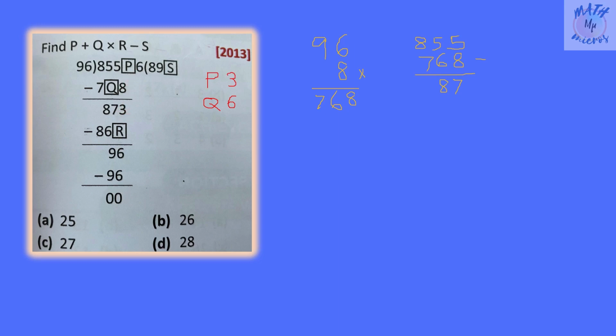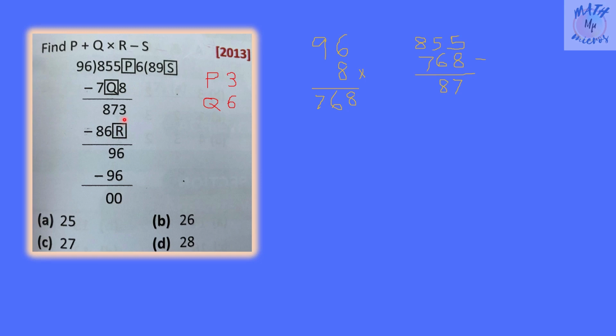So now we know that P is 3 and Q is 6. Alright, so now they have brought this P, which is 3, down. That's why it has become 873. And now we need to know what times 96 is closer to 873. And now we know that 9 is there in the answer. So we can assume that 96 times 9 is a number that becomes closer to 873.